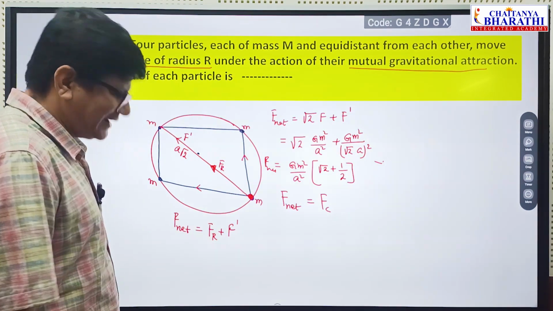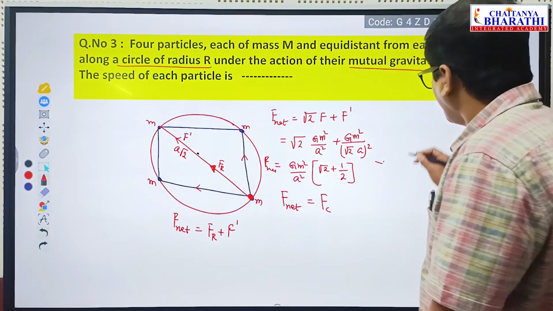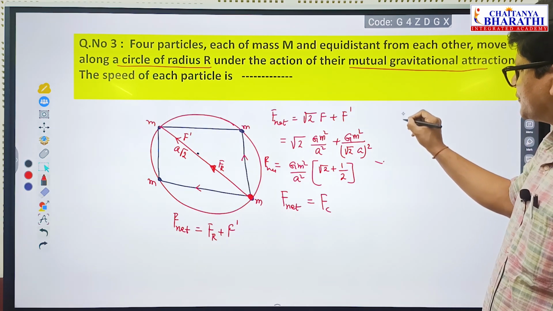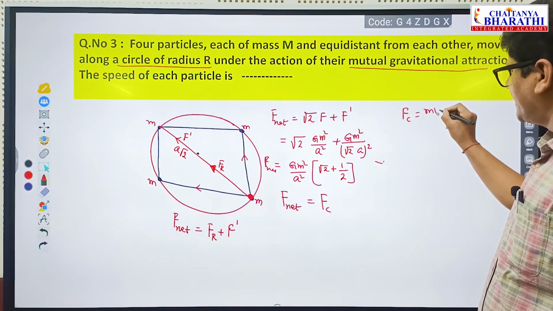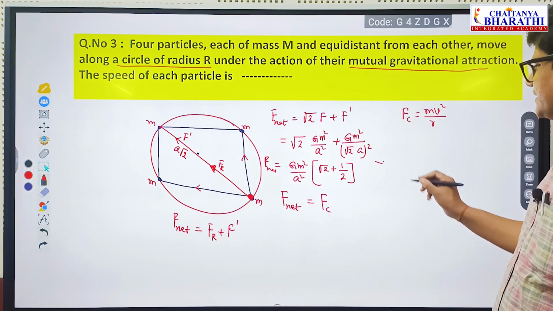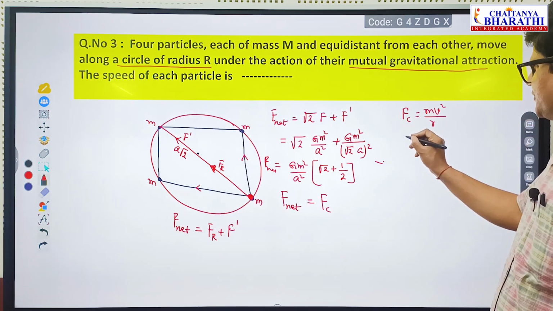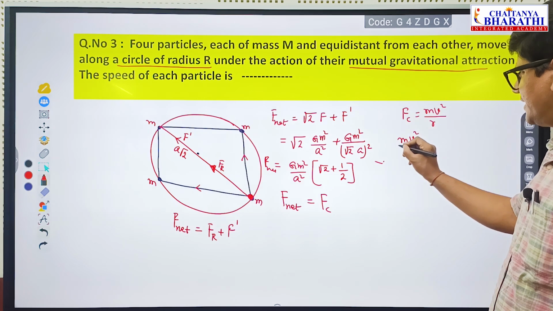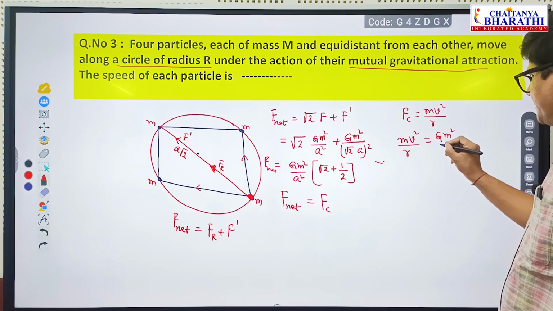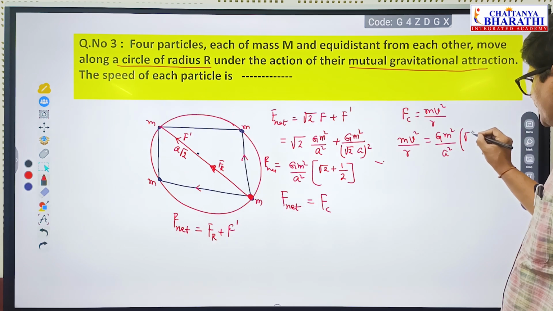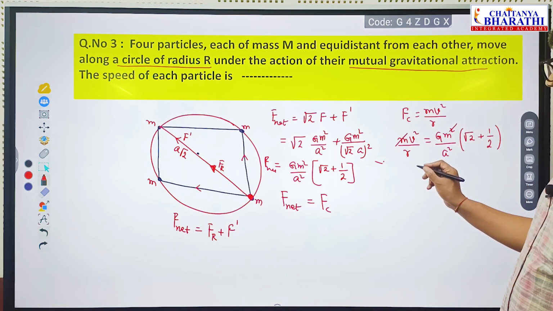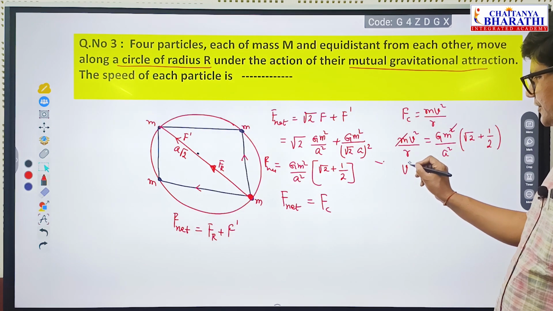You know, what is the centripetal force formula? m v square by r, where r is the radius of the circle. So we can equate the centripetal force to the net force. That is m v square by r is equal to G m square by a square into root 2 plus 1 by 2. One m cancels out. Then r is the radius of the circle.